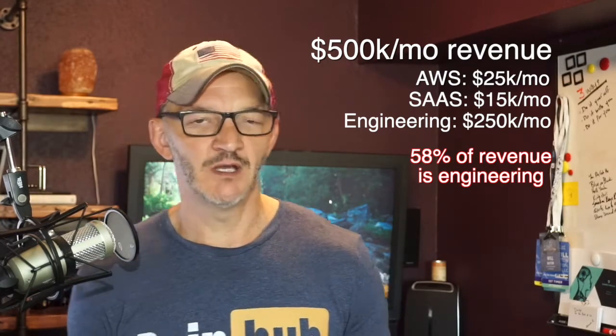So we have that number now. What do we do with it? Well, the first thing we want to do is figure out how much cash reserves do we have in the bank. How much cash are we burning each month? How much cash do we have in the bank? That tells us how long our cash runway is going to keep us alive.